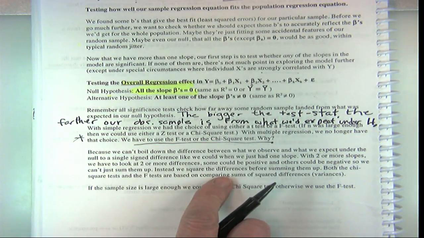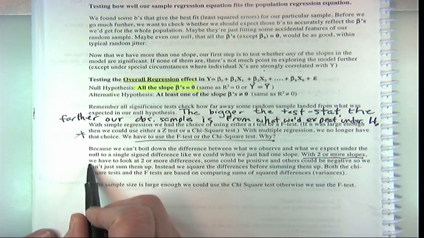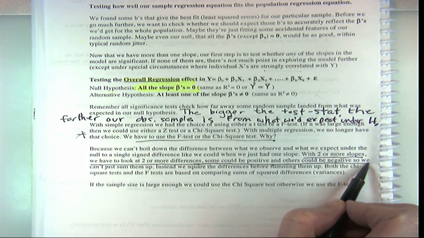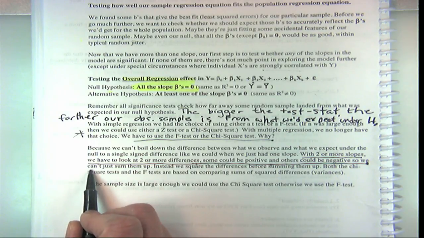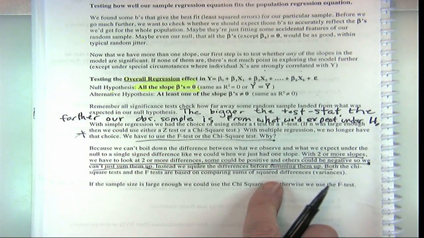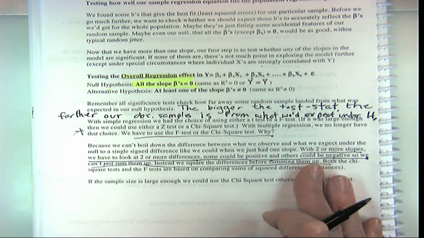And again, it's because we can't boil down the difference between what we observe and what we expect into a single signed number like you can with the z and the t. With two or more slopes, we have to look at two or more differences. Some could be positive, others could be negative. So what do we always do in statistics? Instead of taking their absolute value, or the average of their absolute values, we square them before summing them up. So these tests are based on comparing sums of squared differences, which are variances, because that's what we have to do when we have multiple groups.